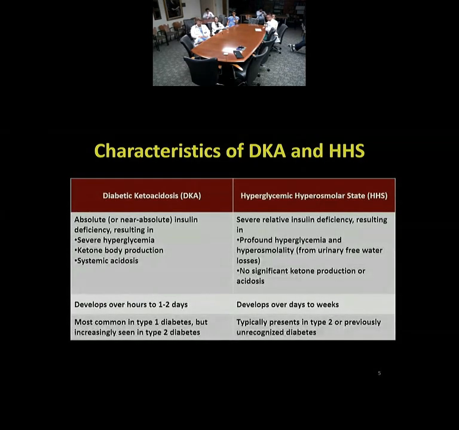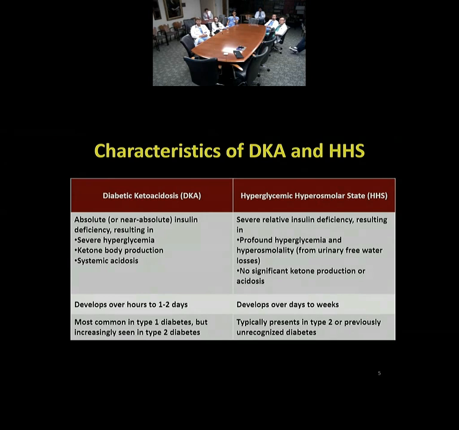The characteristics of DKA and HHS are overlapping syndromes, right? But mainly, diabetic ketoacidosis is an absolute or near absolute insulin deficiency and results in severe hyperglycemia, ketone body production, and acidosis. It develops fairly quickly, in hours to 1 or 2 days, and is most common in type 1, but is also seen in type 2 diabetes.